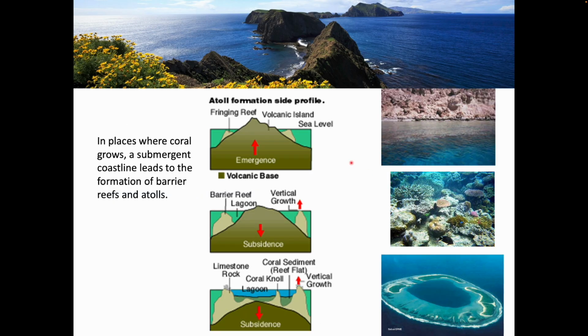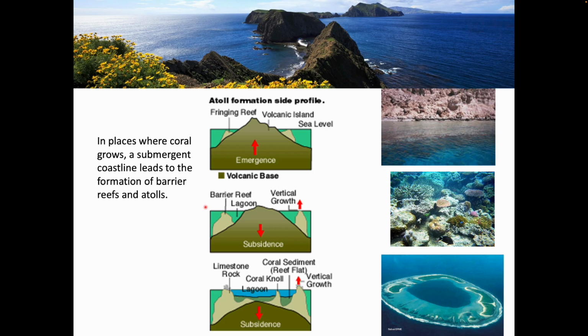And we've already talked about coral reefs in a previous lecture. In places where coral grows, a submergent coastline leads to the formation of barrier reefs and atolls. A classic submergent coastline is that of a volcanic island out in the ocean, which is constantly sinking under its own weight. As that happens, the coral continues to grow upwards and creates a barrier reef and eventually an atoll. Revisit the previous lecture on the subject if you need to revisit the topic.